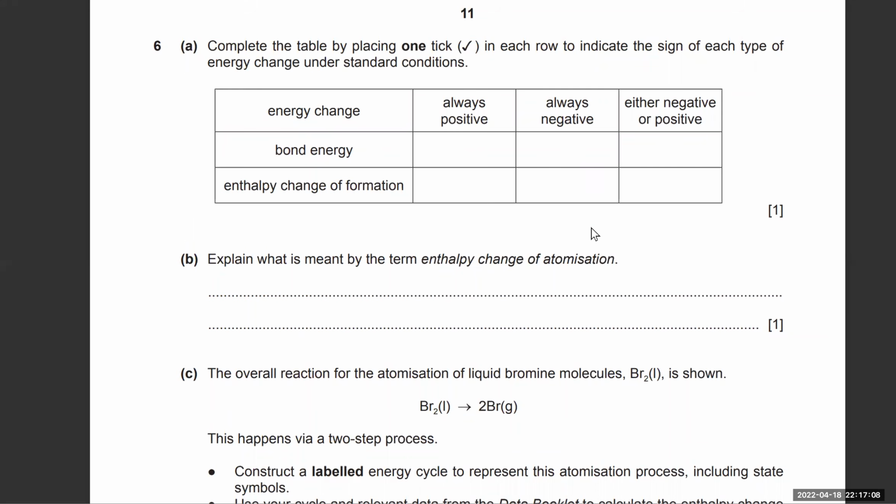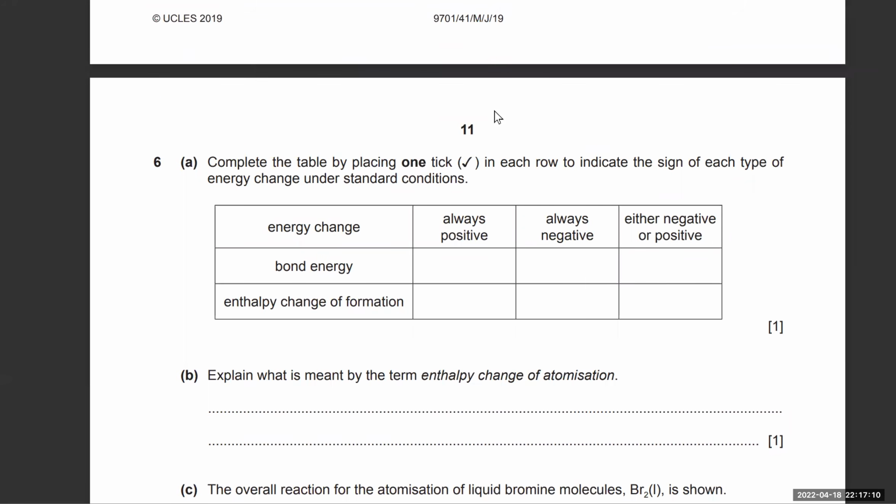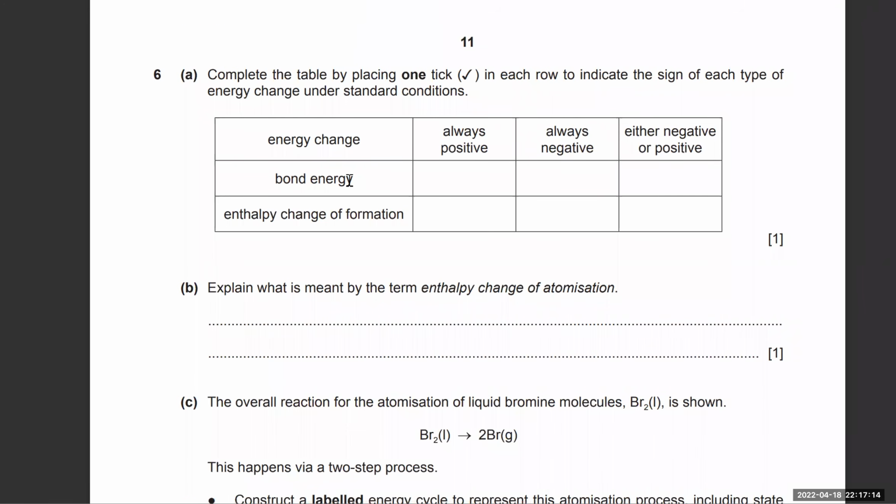So let's start with question number 6, and this is, remember, summer 19 question paper 4.1. First thing is they're asking for the enthalpy change. They're not looking for any specifics. Bond energy is always positive. That's the energy needed to break 1 mole of bonds in gaseous molecules. And the enthalpy change of formation could be either positive or negative.